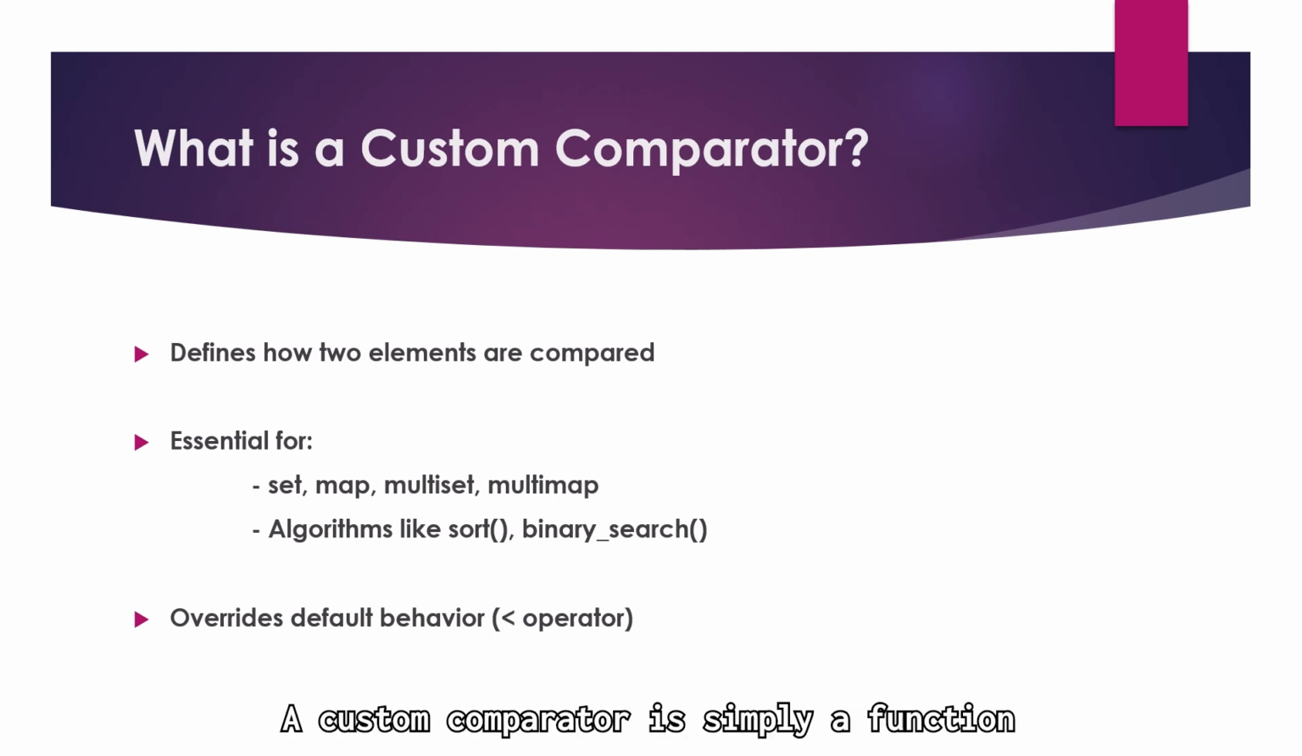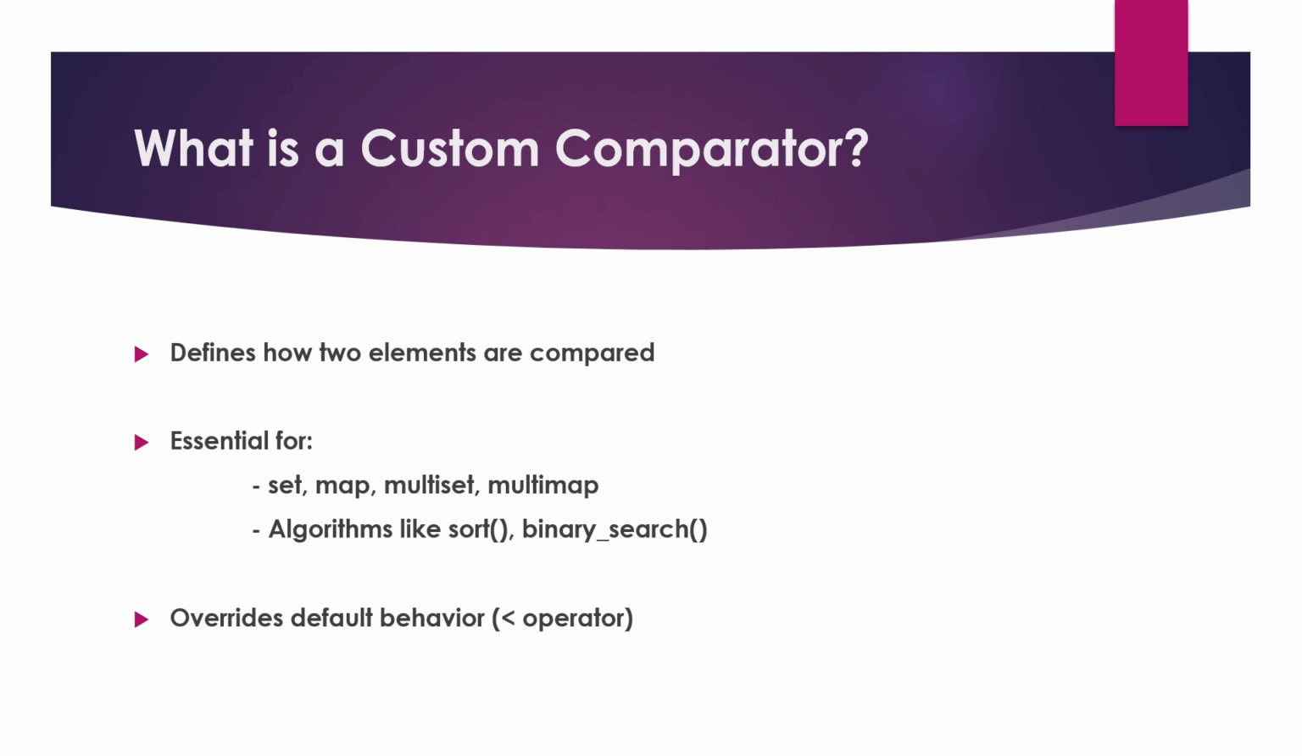A custom comparator is simply a function or object that defines how two elements in a container should be compared. By default, STL containers like set and map use the less than operator to compare elements. However, when you need a different comparison logic, whether it's sorting in descending order, comparing by a specific attribute of an object, or creating a custom priority, you can provide your own comparator. Custom comparators are essential for tailoring the behavior of STL containers and algorithms to our needs.